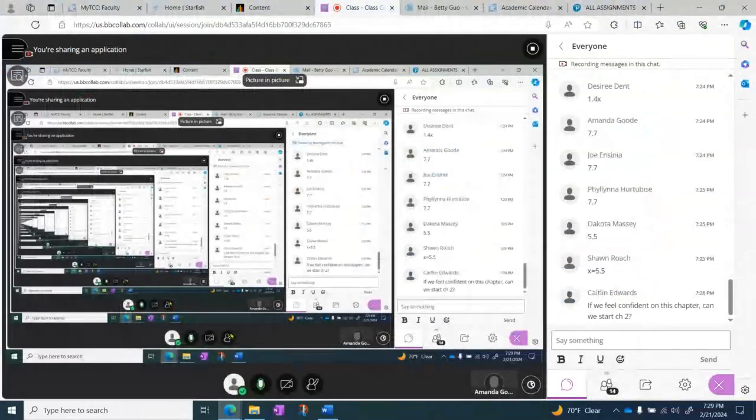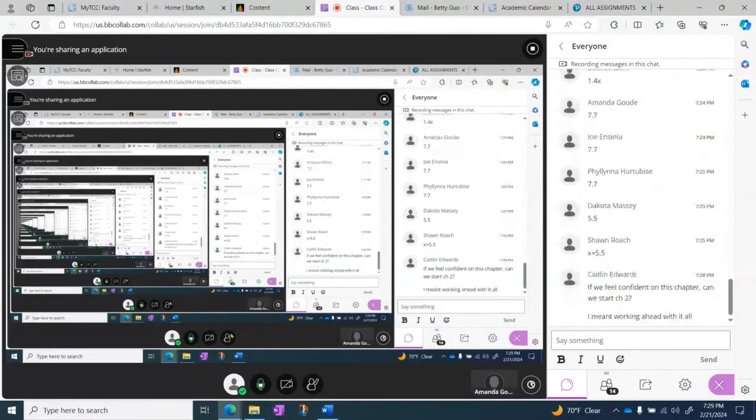If we feel confident on this chapter, can we start chapter 2? This is chapter 2, Kaylin. We are doing chapter 2. Chapter 3 is about straight lines. It's a linear equation, 2 variables. This is 1 variable. I'm working ahead with it all. Then I have to make sure every single one of you feels confident, not just you. Yeah, I know some of them think this is very simple. Why are you still doing this? So simple.